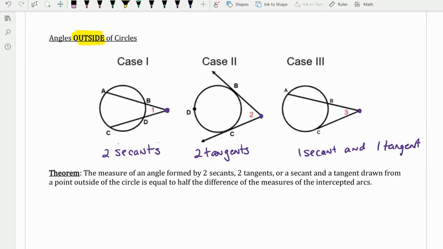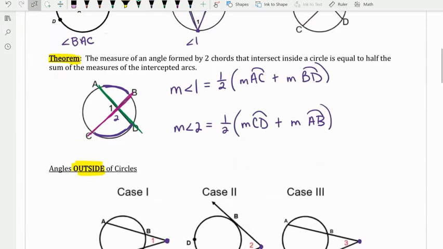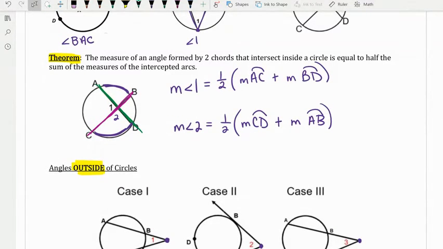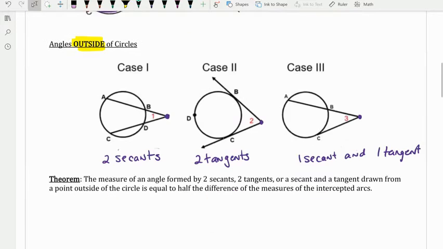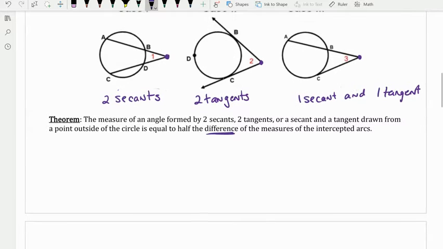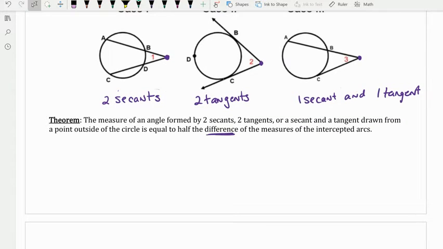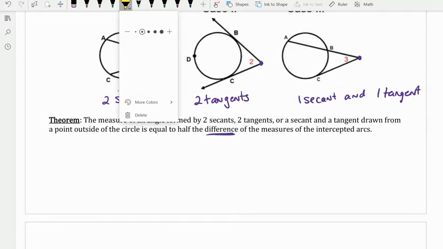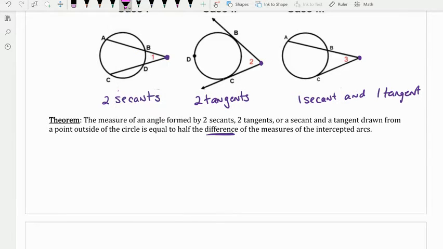For this one, it is very similar to our theorem up here where we add the two arcs together and then take half of it, except this time, since they are outside the circle, the measure of the angle is half the difference of the measures of the intercepted arcs. All right, so let's do some highlighting here so we can see where our arcs are.